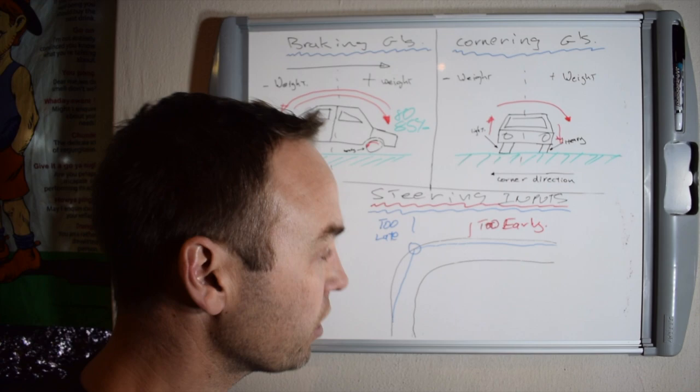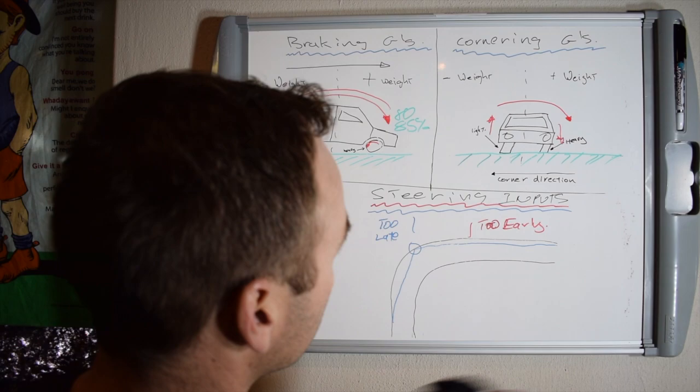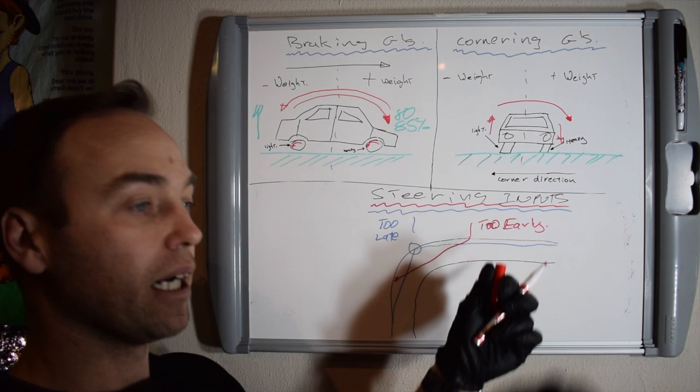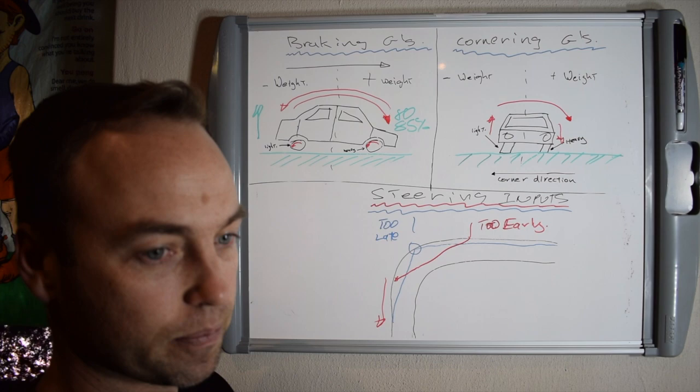What's going to happen? Well, if you turn in here, all that's going to happen is you're going to have to release the wheel, and then it's going to shoot you out this way. So if you turn in here, it's going to want to shoot you out to there, effectively, which means you're going to have to get back off of the power and turn again. So you're then losing time, because that's going to kill your exit here.